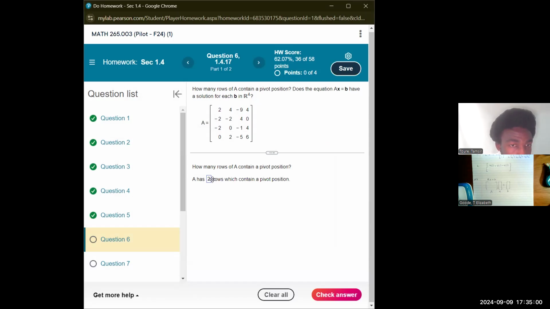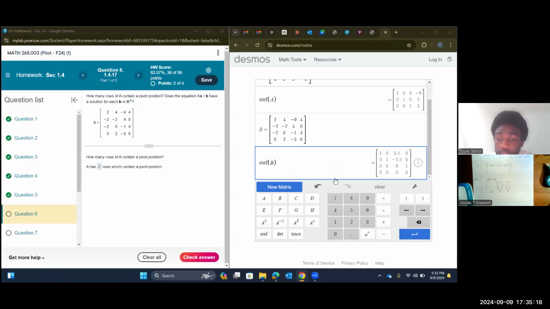Uh-oh, let's see. So you row reduced it. It says how many rows contain a pivot position, and that's not reduced yet. So did you row reduce it? Yeah, I can share my screen. Maybe I entered something wrong. I'm just gonna double check that. Can you see here? I'll just try and hide this somewhere.